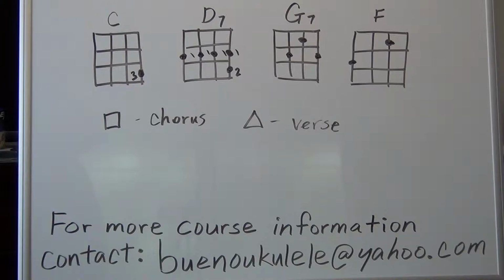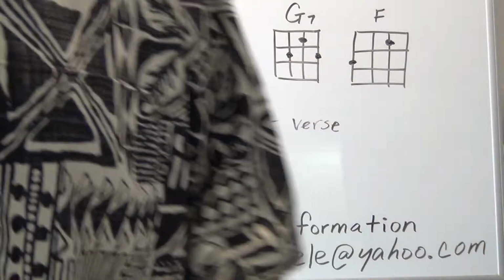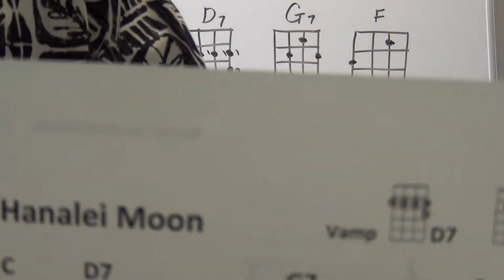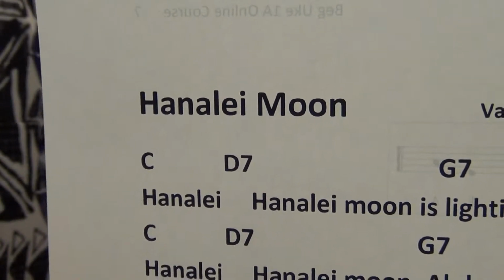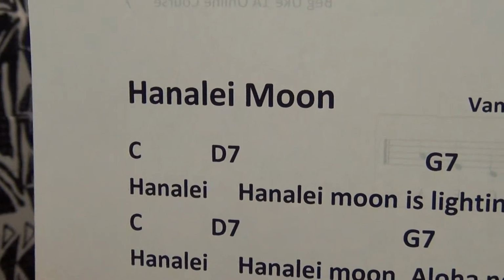Today the lesson is going to be on getting prepared to do the song Hanalei Moon. It's coming up on your very next tutorial. So at this time you want to go ahead and get your music sheet called Hanalei Moon right there at the top. So go ahead and pause the tutorial, grab your song Hanalei Moon, and we'll be starting in about a second.